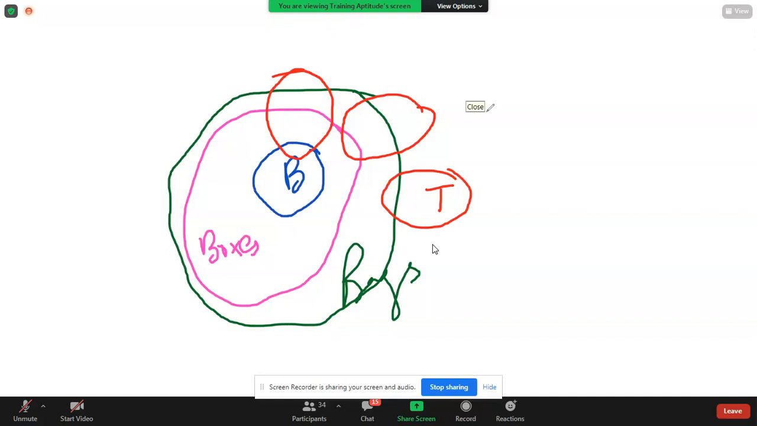Some bottles are trays. Not necessary. Some trays are boxes. Not necessary. All the bottles are bags. Yes, all bottles are bags. Some trays are bags. Always true. So third and the fourth have to be true in all the circumstances. So which option is that? Option A, absolutely correct.